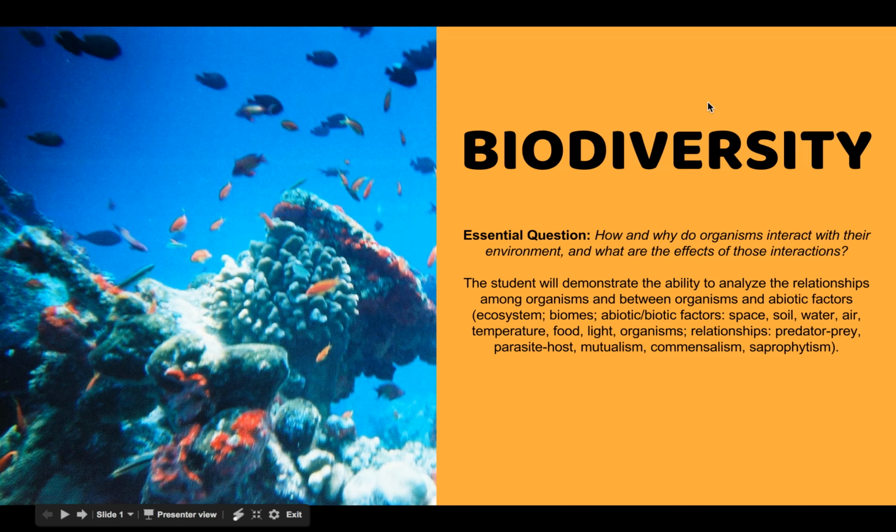Okay, so within this video, I'm going to talk about biodiversity. What you should be able to answer at the end of this unit is how and why do organisms interact with their environment, and what are the effects of those interactions. What we're going to talk about throughout here is abiotic factors and biotic factors, and how they allow for biodiversity to occur and how we allow for a healthy environment within an ecosystem.